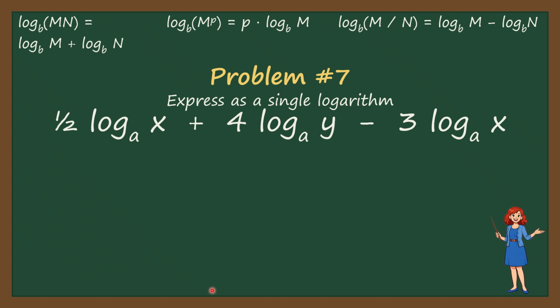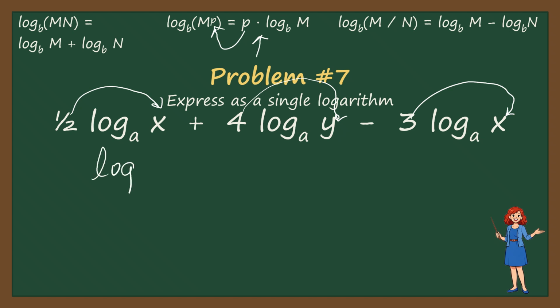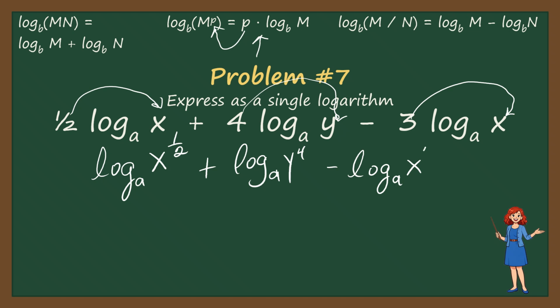So remember with the power rule, I always start with the power rule. For some reason it's easier to start that way. So I'm going to take all of my coefficients and write them as exponents. As you can see, that's what our rule tells us to do. So this becomes log base a of x to the 1/2 plus log base a of y to the 4th minus log base a of x to the 3rd.